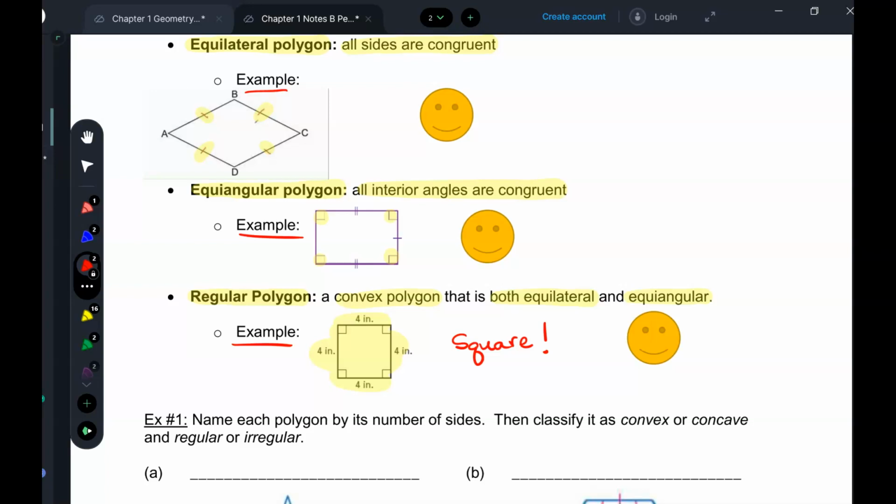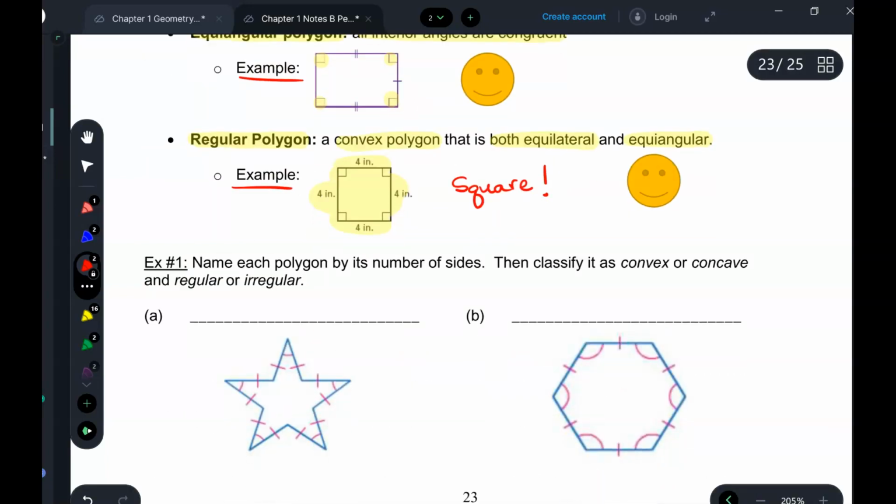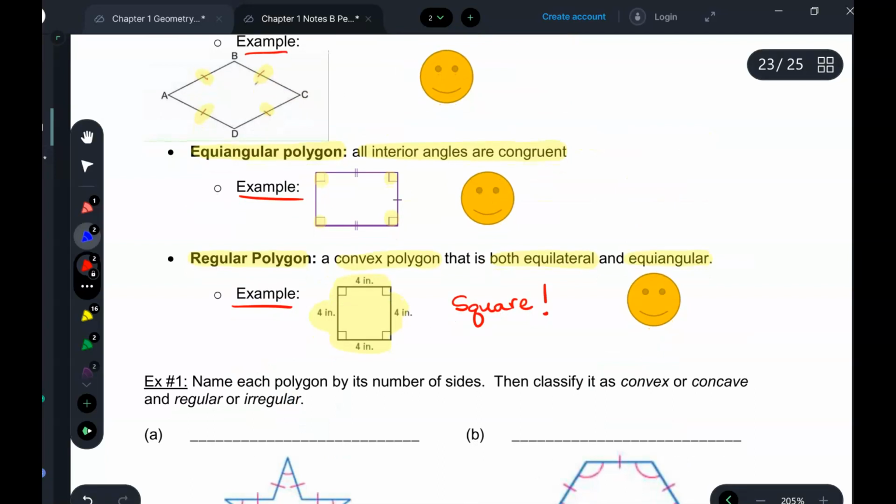Why on the equiangular one does only one side of the rectangle have no line, but both those sides are congruent? Oh, there should be one. I don't know why it didn't show up.